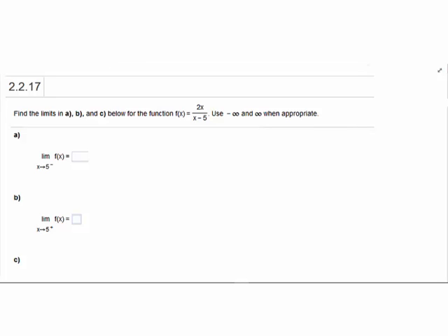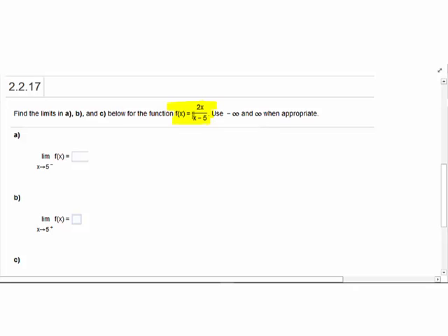In this video, we're going to talk about how to find a limit of a rational function, in other words, one with a fraction in it, that if we try plugging in the x value gives us 0 in the denominator and a different number in the numerator. So in this case, we have the function f of x equals 2x over x minus 5.